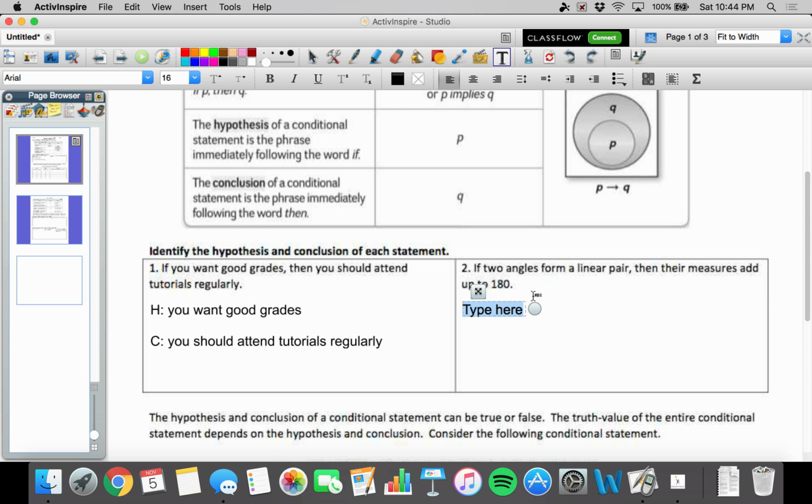All right, and then a more math-related example. If two angles form a linear pair, then their angle measures add up to 180. Our hypothesis would be two angles form a linear pair, and the conclusion is their measures add up to 180.